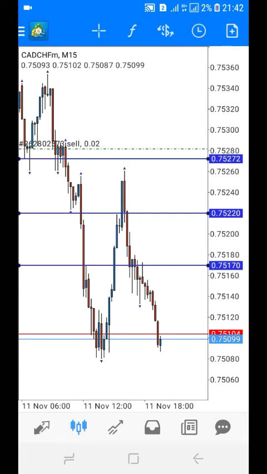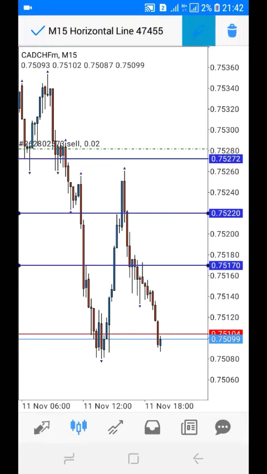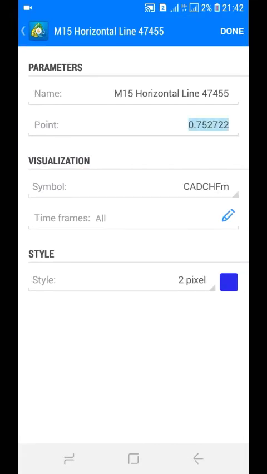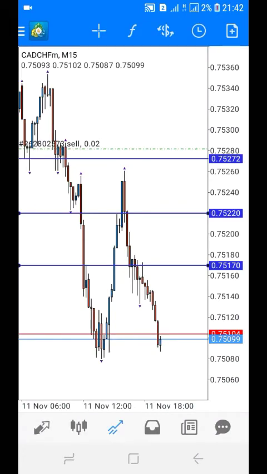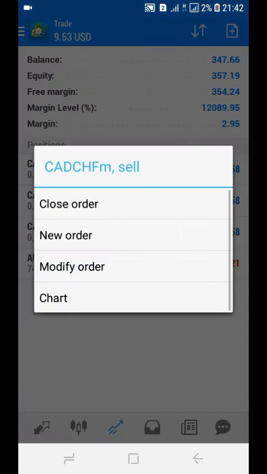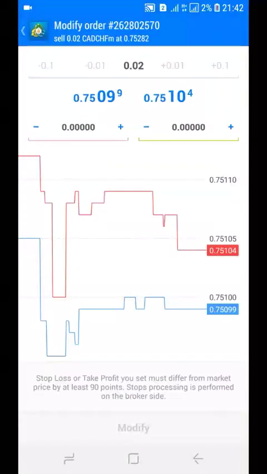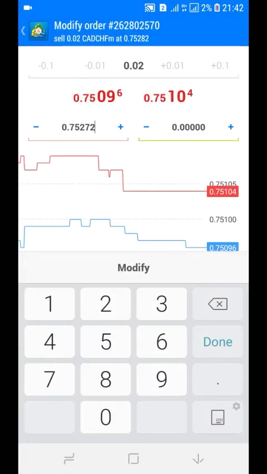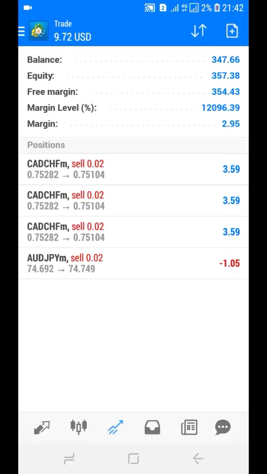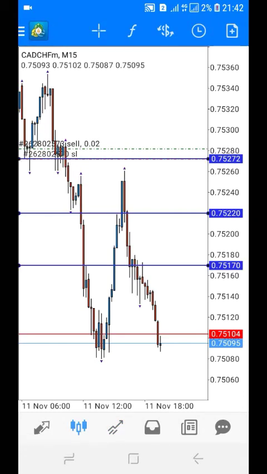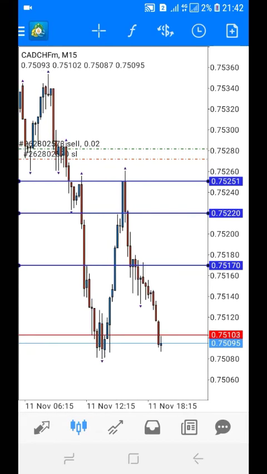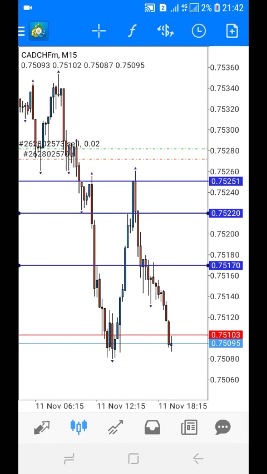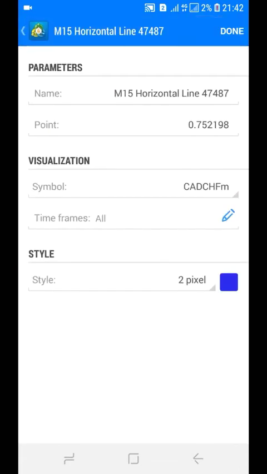what you're going to do is tap and hold this horizontal line, edit it, and copy these points. Copy, done. Then modify your trade, hold and paste, and then modify. As you can see, the stop loss moved to break even. The same applies to the other trades.